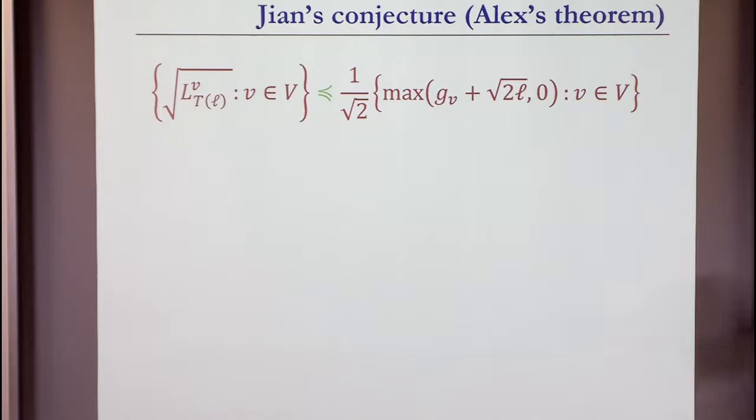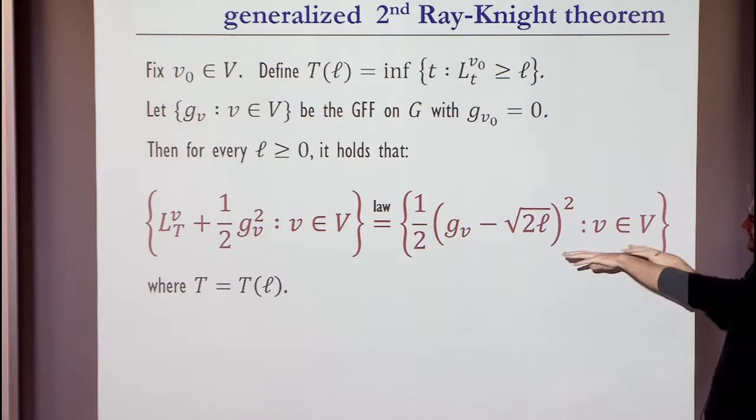Okay, so Gian made the following conjecture in his paper. It looks similar. All the objects are the same as the isomorphism theorem, but it's not quite the same. On the left hand side, we still have all the local times, but now we take their square roots, and on the right hand side, in some sense you just take the square root of both sides of this thing.